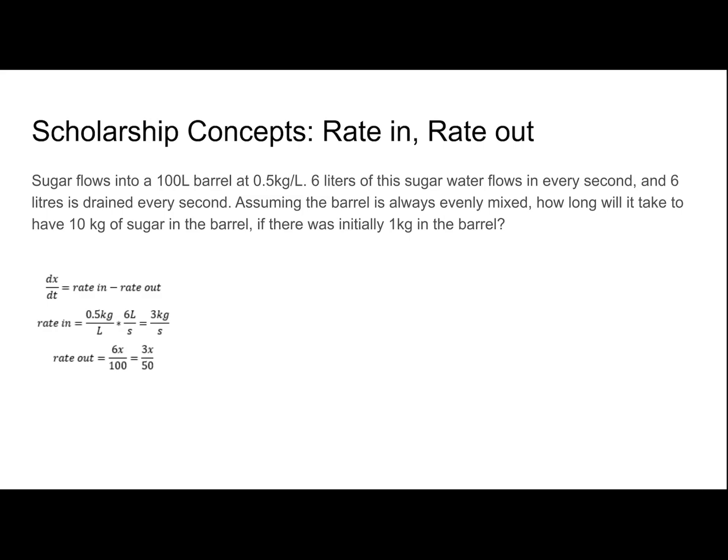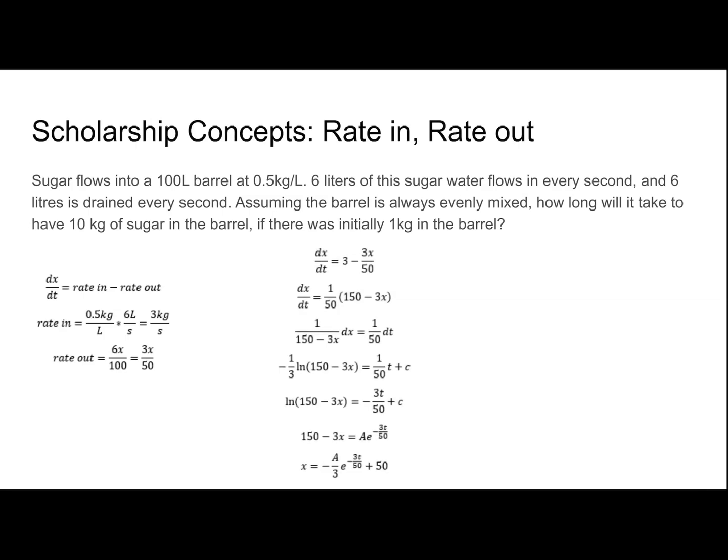The amount of sugar that flows out of the barrel is equal to the amount of sugar divided by 100, because that's the amount of sugar per liter since it's evenly mixed. The amount of sugar per liter is the amount of sugar in the barrel divided by 100. That's the amount per liter, and 6 of these liters will flow out every second. Therefore, the rate out is simply equal to 6x over 100, which is equal to 3x over 50. So now we can write our differential equation. That's dx over dt equals rate in minus rate out, which is 3 minus 3x over 50.